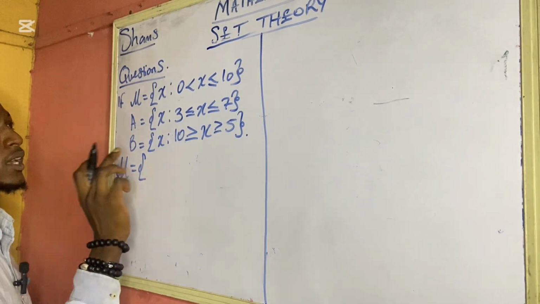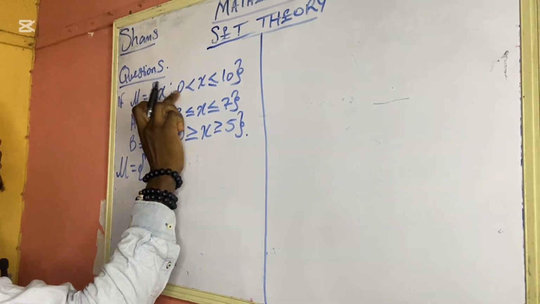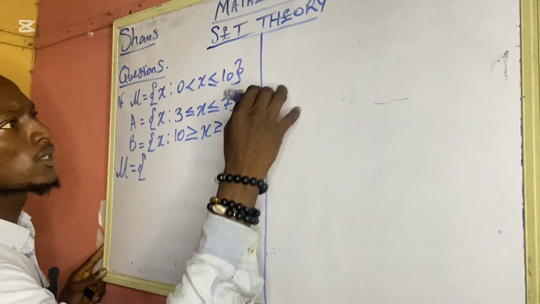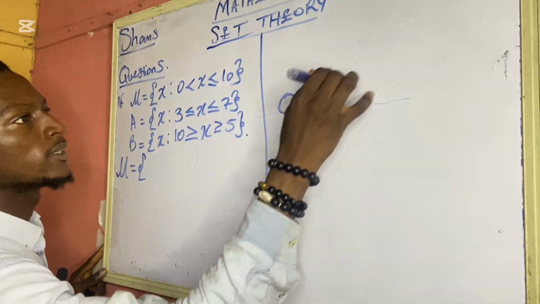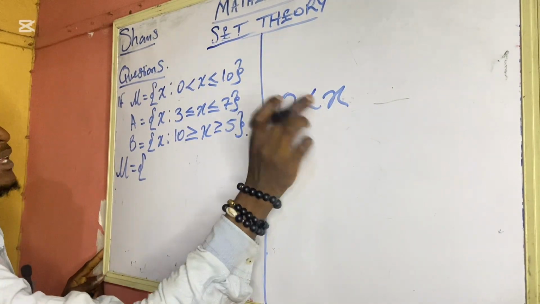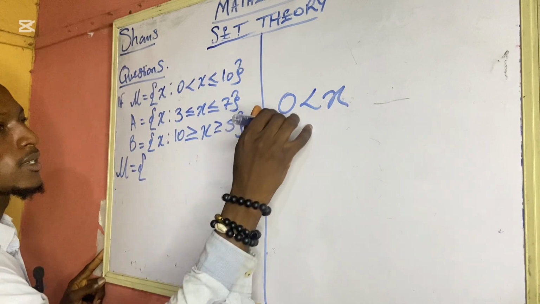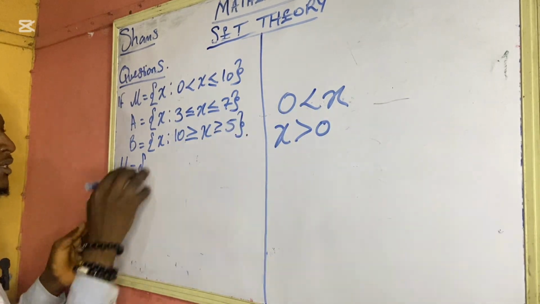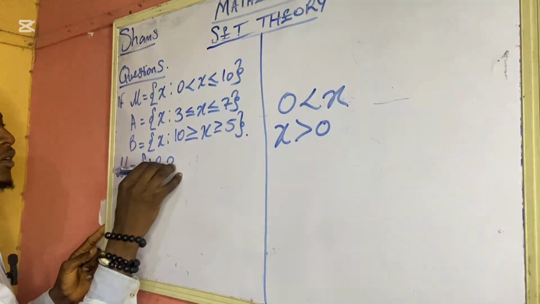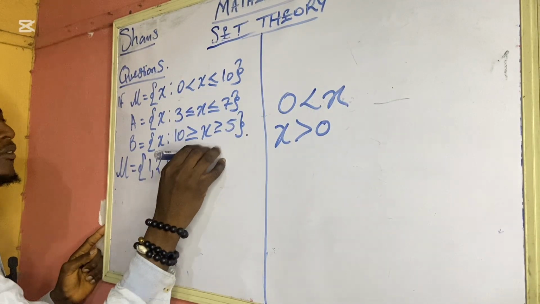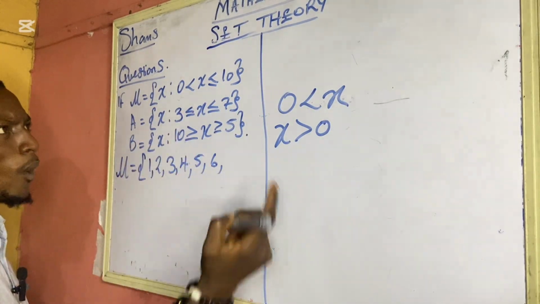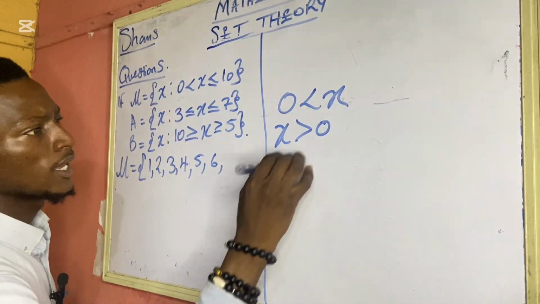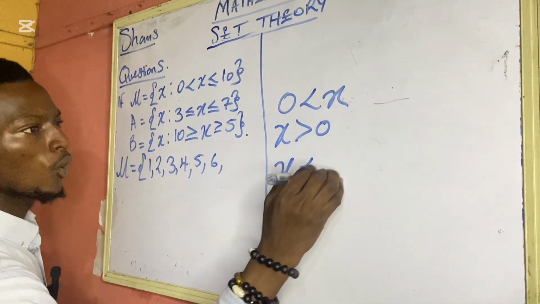Now the universal set is x such that x is greater than 0, if I reverse it. Remember, under inequalities, if I say 0 less than x, that means I can write this as x greater than 0. Now, if x is greater than 0, that means x is 1, 2, 3, 4, 5, 6 to infinity. But I have a boundary, where I should stop. And what's the boundary? I said x less than or equals to 10.